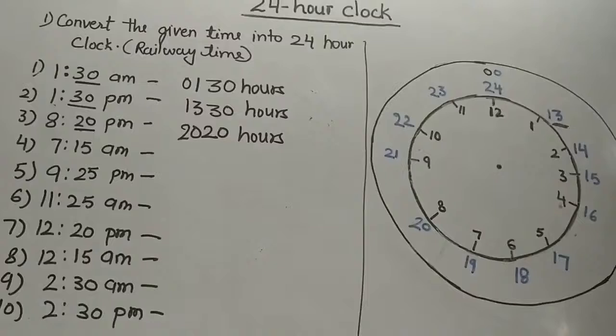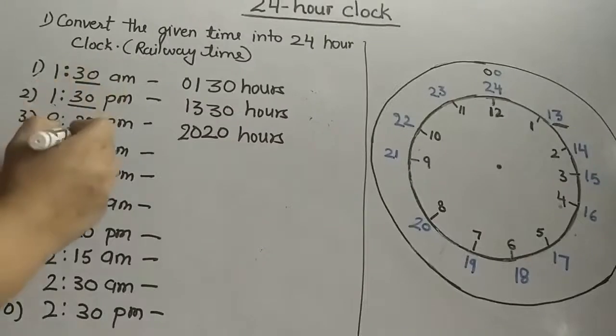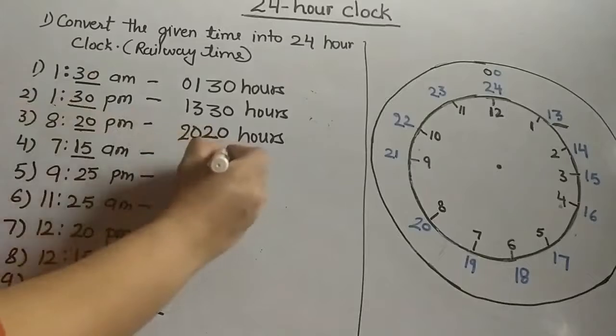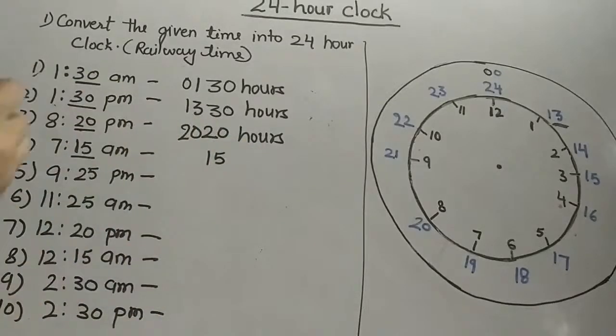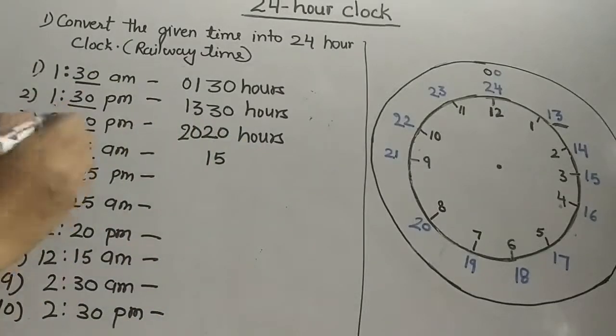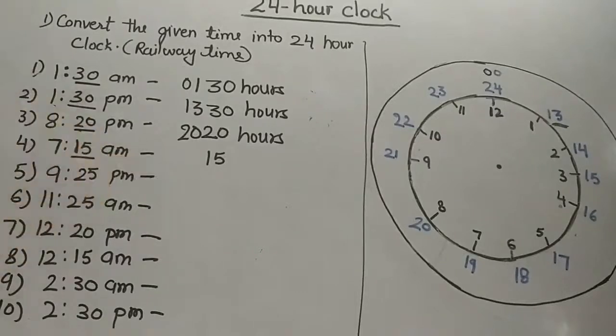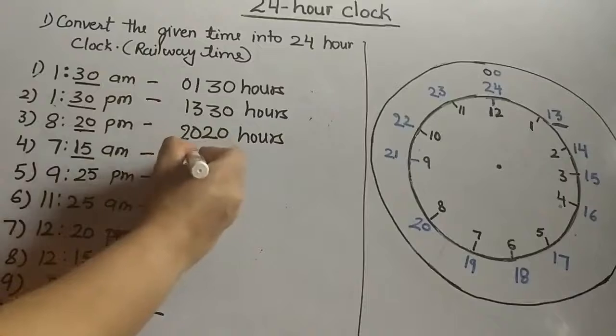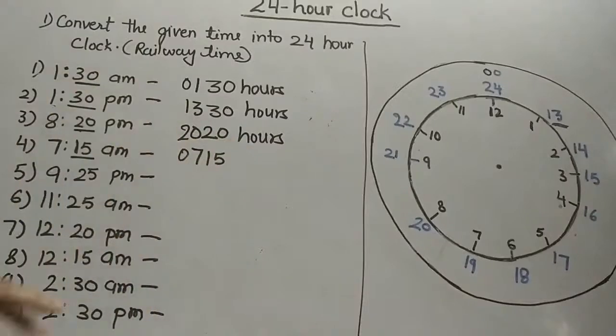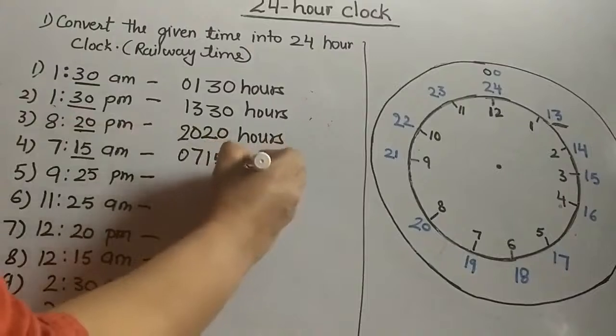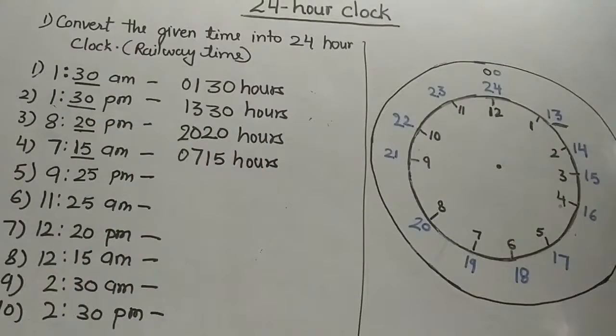Next question now. 7:15 a.m. After the colon, minutes, we will write as it is. Before the colon, hours. But the time is given with AM, so we will not change hours also. We can write 07 to write it in 2 digits. 0715 hours.